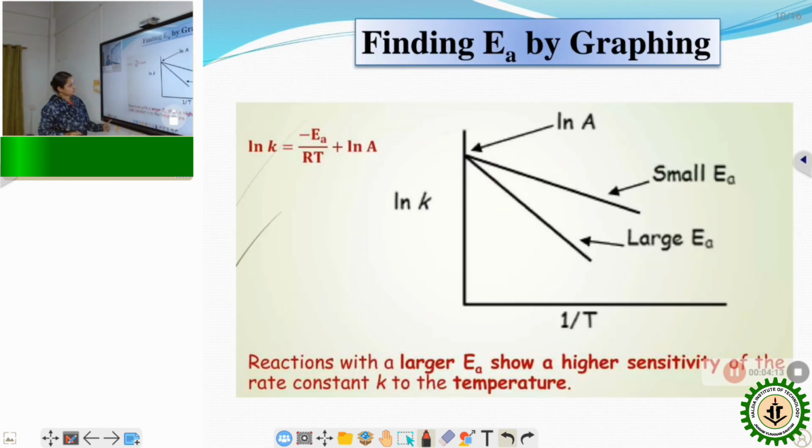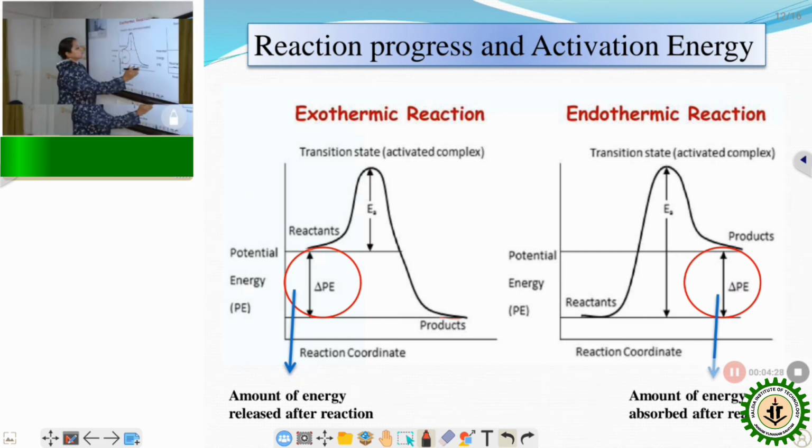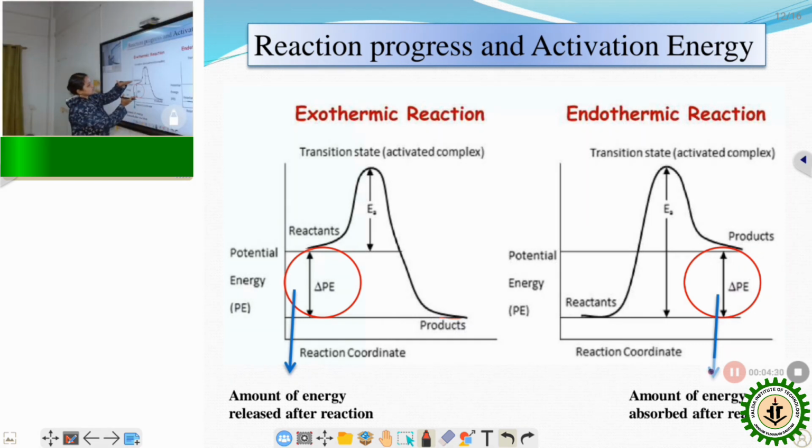If we go through this graph, then this will be more clear for all of you, that this is the energy state of the reactant molecule, this is the energy state of the product molecule. So there is a gap of energy between the reactant state and the product state. So this amount of energy is released after the reaction, and such a type of reaction is called an exothermic reaction.